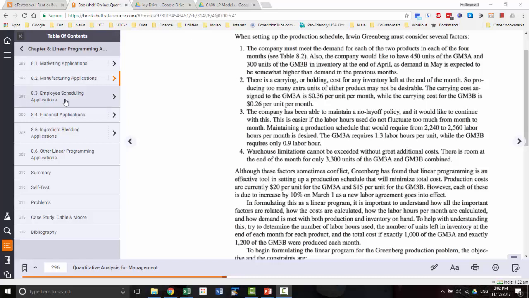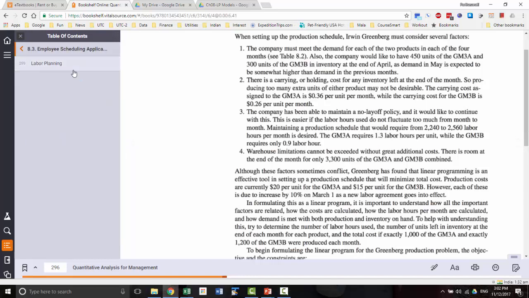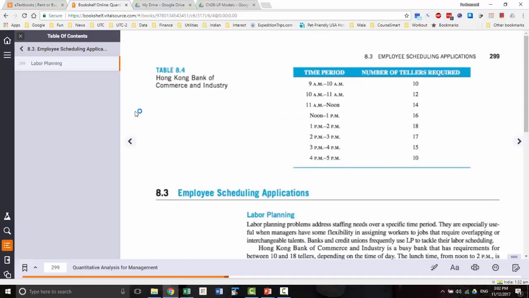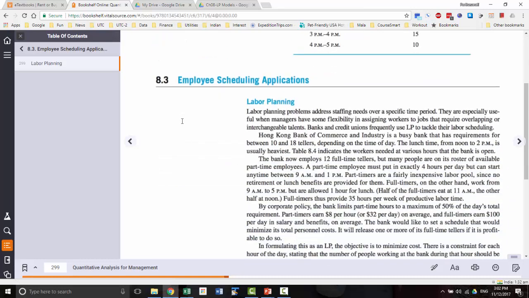The next application is employee scheduling. Okay, so labor planning. Here we're going to be talking about part-timers and full-timers, different time of day or day of week requirements that need to be met, and how many employees must start at what time. At the same time, we want to minimize the total payroll cost or minimize the number of workers. Okay, let's look at the data given in the problem.